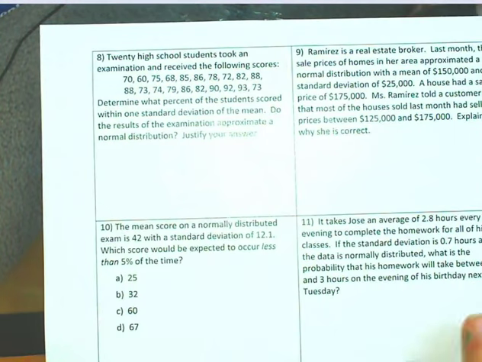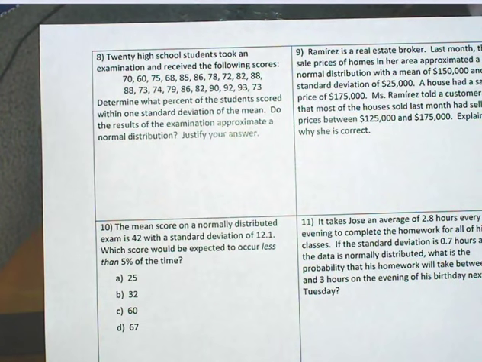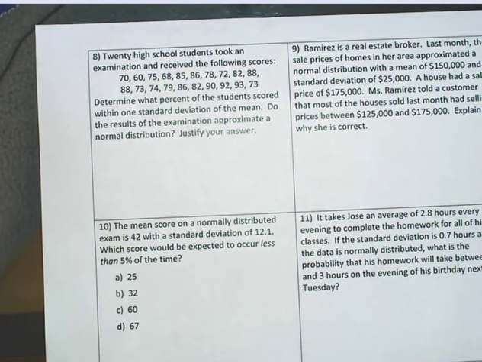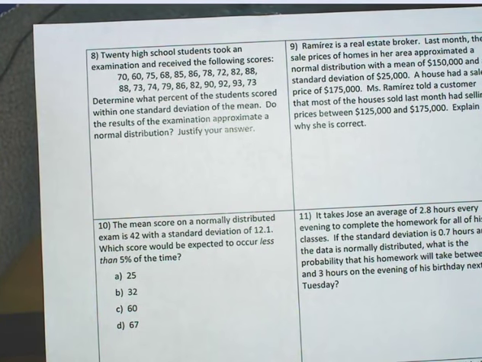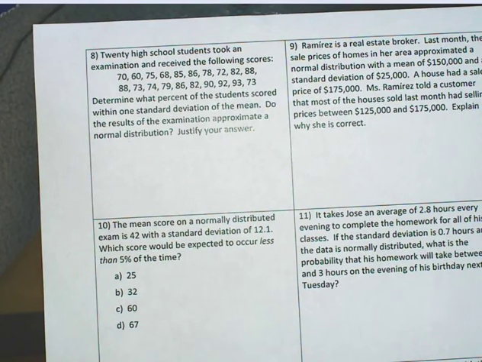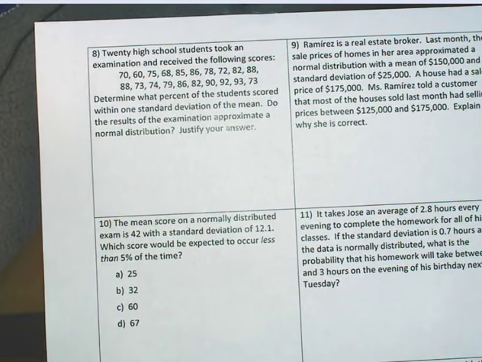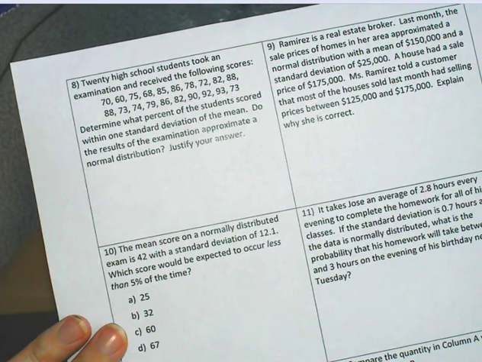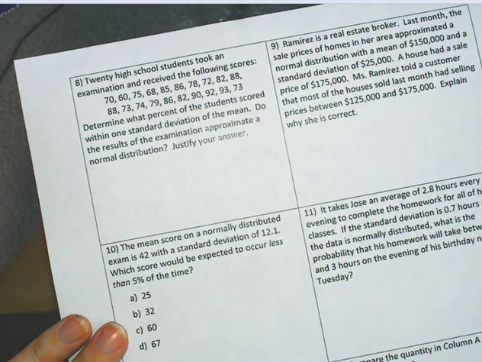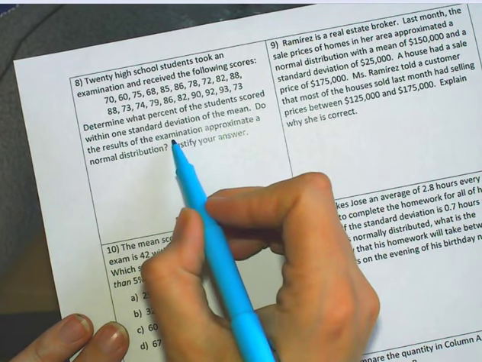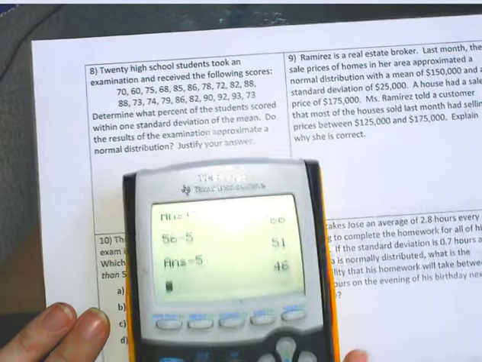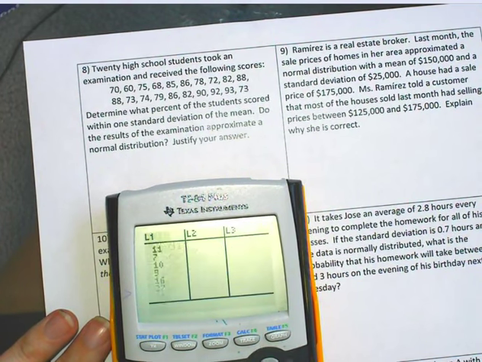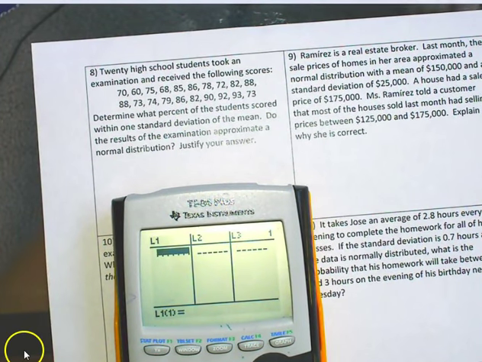20 high school students took an examination and received the following scores. Determine what percentage of the students scored within 1 standard deviation of the mean. Do the results of the examination approximate a normal distribution? Okay. All right, so the first thing you're going to need to find out is what the mean is and what the standard deviation looks like. So in order to do that, we go into Stat, Edit, and put in all your data points in here.